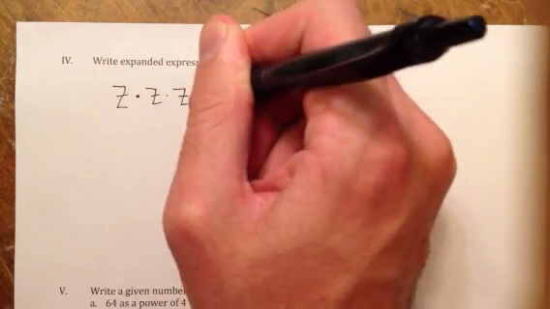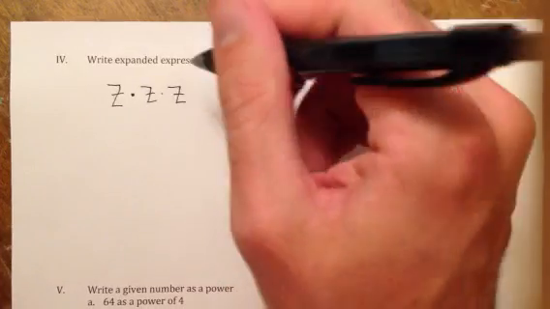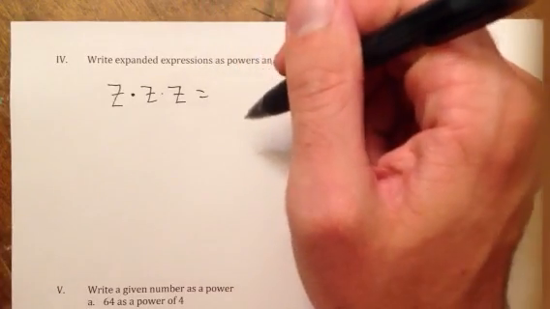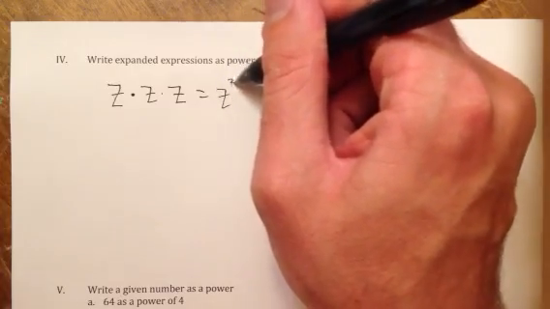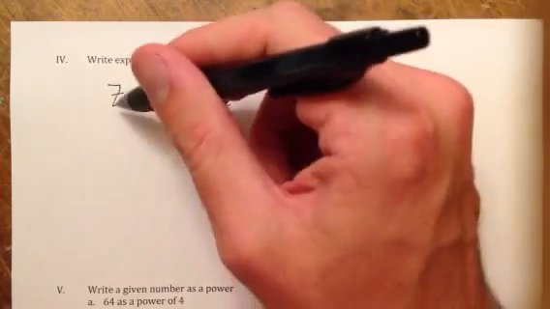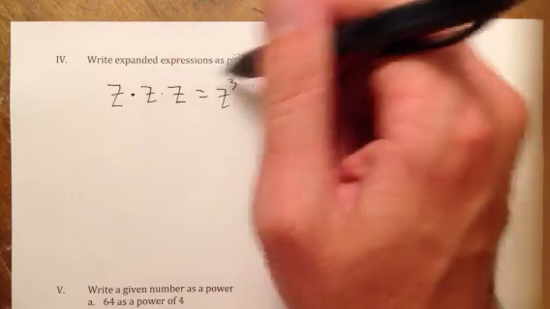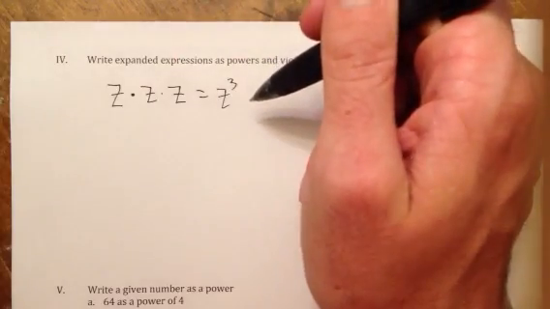What would z times z times z be if we were to write this as a power? Again, you've got variables. Well, there's 3 of them, so it'd be z to the third. Remember, the base is the number we multiply repeatedly, and the exponent is just the number of times.